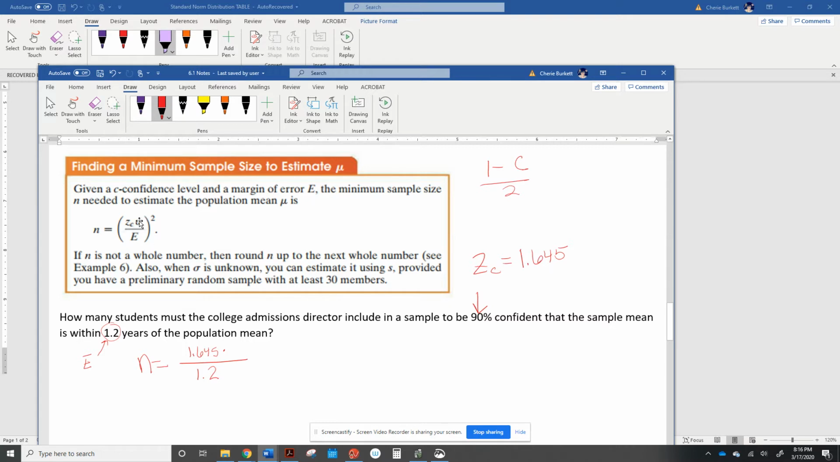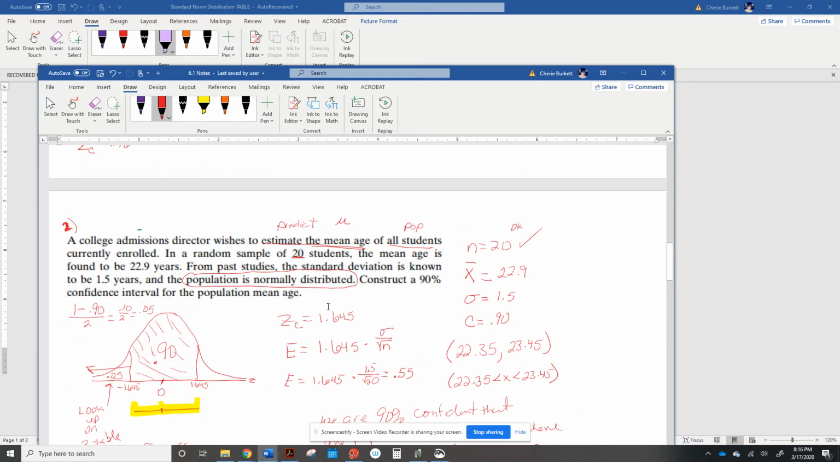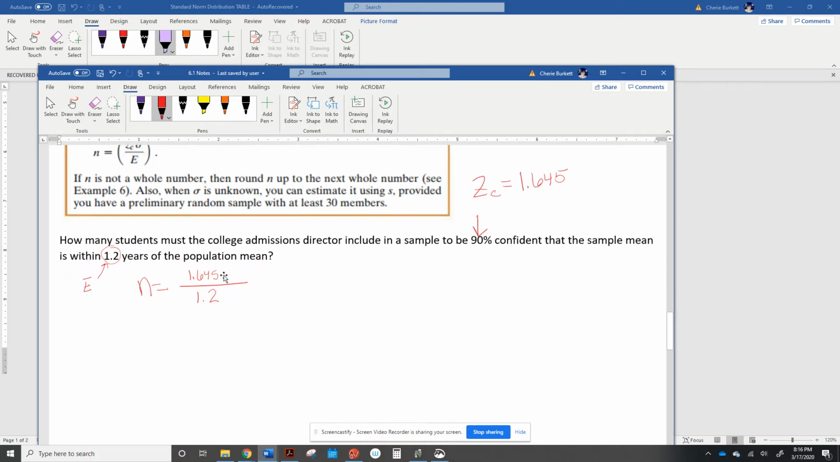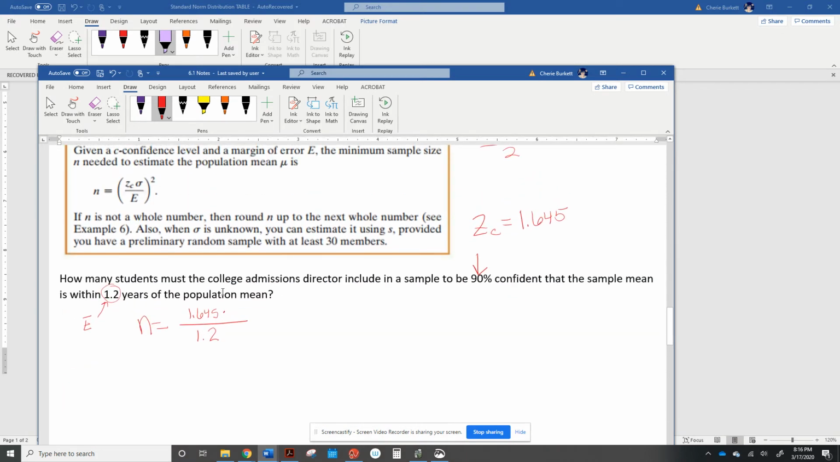You keep reading. You need two things. You need a margin of error and you need the population standard deviation. This right here is a continuation from this problem right here. A college admission director wishes to estimate. So we're using the standard deviation from this problem. Standard deviation for the population was given as 1.5. So we're using that from that problem up there.